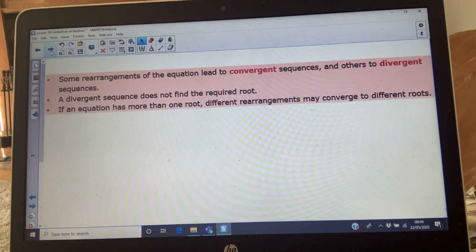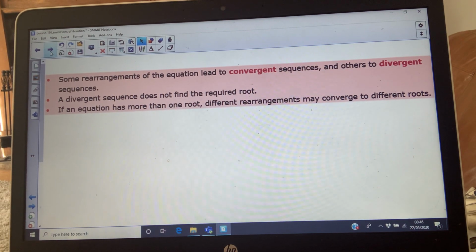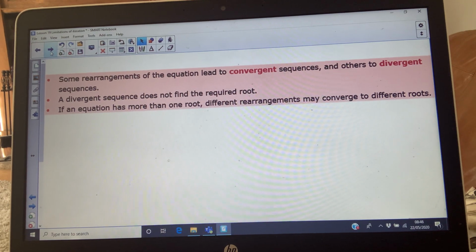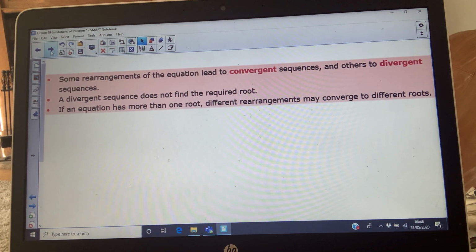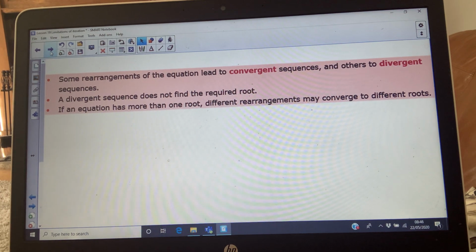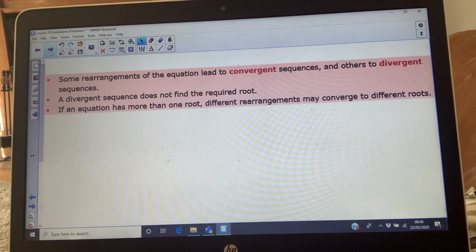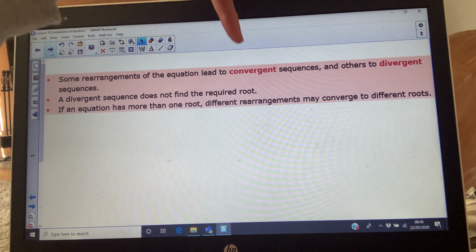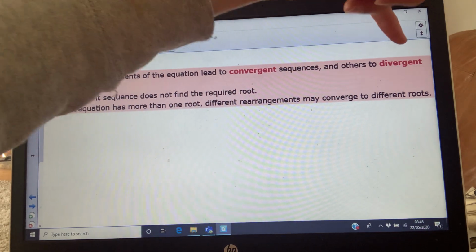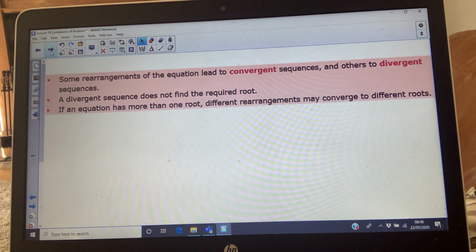Okay, this is for your notes. Some rearrangements of the equation lead to convergent sequences and others to divergent sequences, whereas this is the same equation, just different rearrangements. A divergent sequence does not find the required root. If an equation has more than one root, different rearrangements may converge to different roots. And we will come back to these terms, convergent and divergent, when we look at sequences and series next half term.